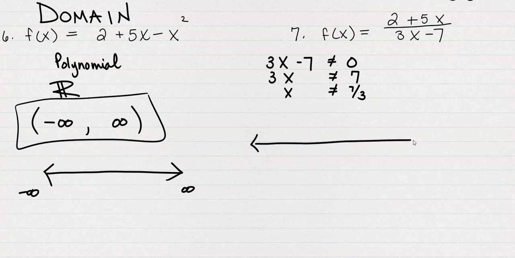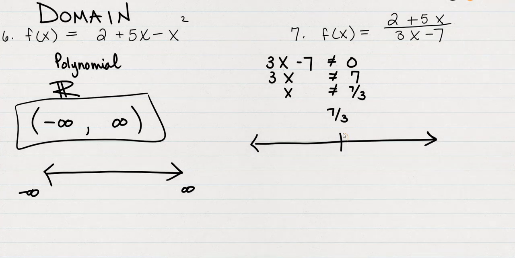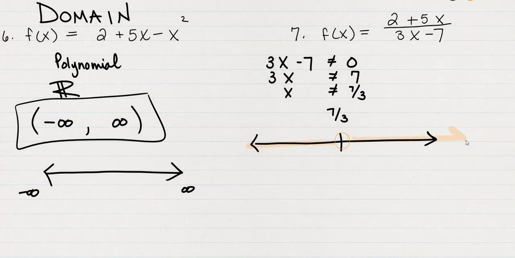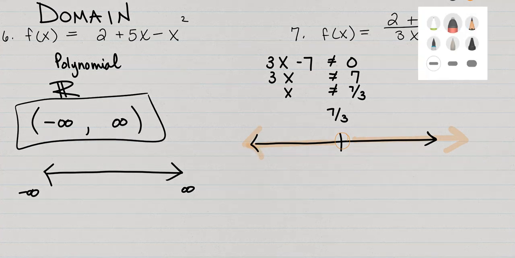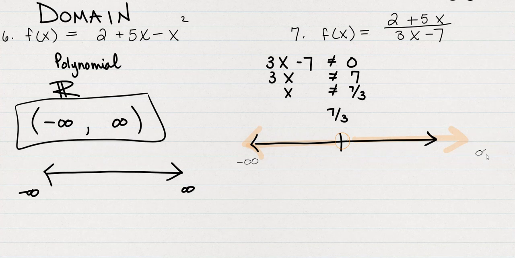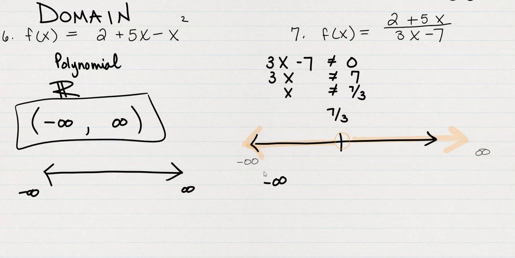Now, how do I note that in interval notation? If I put this on a number line, I might see it like this, that I can have anything except the 7/3, right? The way you transfer that over to interval notation is to say we're going from negative infinity up to 7/3, but then we're going to exclude the 7/3. So I'm going to put a parenthesis there to show I've got to leave the 7/3 out.